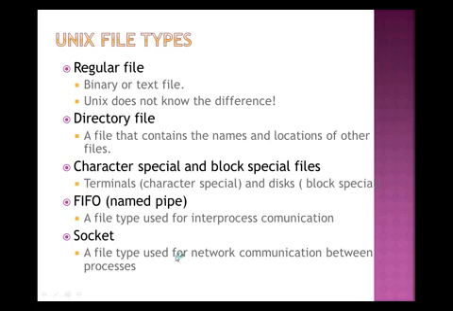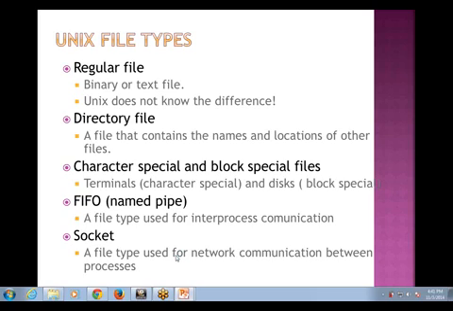Then next file type is a directory file. As I told you, every folder is also a file. A folder is also known as a directory, as I told you in the first or second class of the session. So a directory file is a file that contains the name and the location of other files. A directory is a folder that contains other folders and files. The names mean the name of the file as well as its location, where it should be saved.